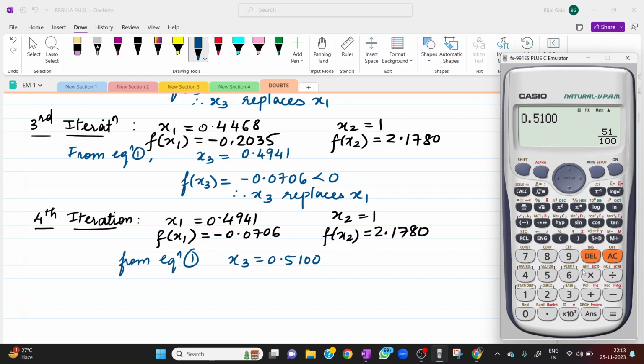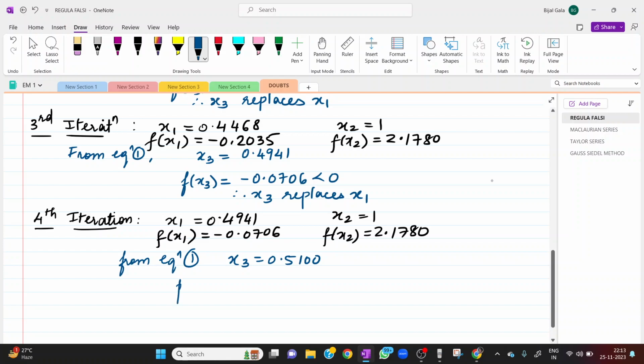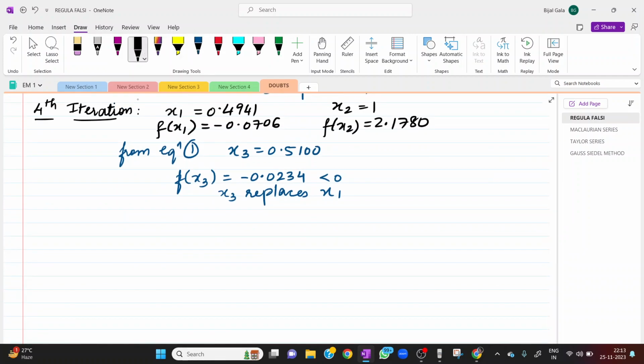Okay. And then I'll do it. Answer times e raised to the answer minus cos of the answer. Yeah, 0.0234. So f of x3 is negative 0.0234. Okay. So x3 replaces x1 again because of the negative sign. So let's go for the fifth iteration.